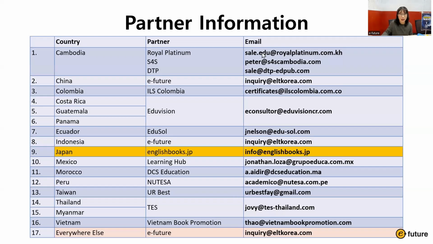If you are from other countries, look at the list here, and you can find the contact details because we export our books to more than 20 countries and we have partners in each country. For some countries, we don't have partners yet. Then look at 17. You can contact us in future, inquiry@ertkorea.com. Okay?